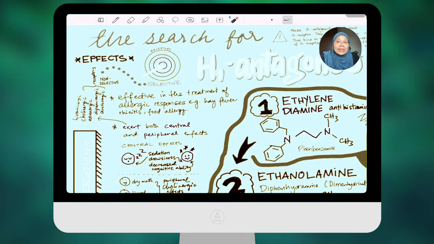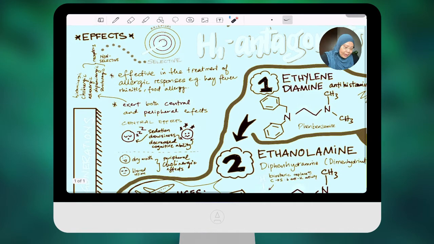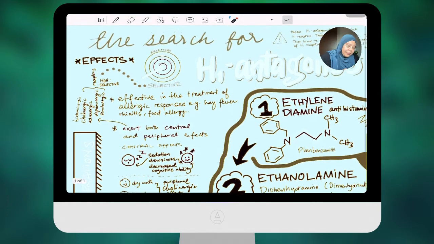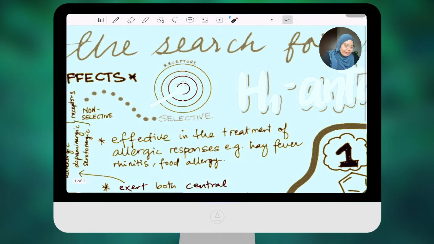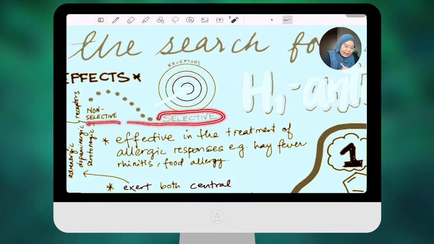If you have a drug that is non-selective towards any receptor, in other words, it can actually work on all receptors, what you tend to get are the central effects: sedation, drowsiness. People, after taking a drug, simply fall asleep. Also dry mouth, for example, blurred vision. These are the peripheral cholinergic effects. So from non-selective, we want to look for a selective drug that targets only the histamine receptor, especially the H1 receptors. This is what we're looking for.